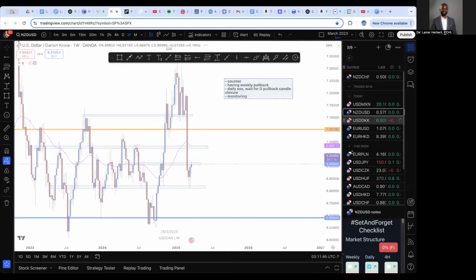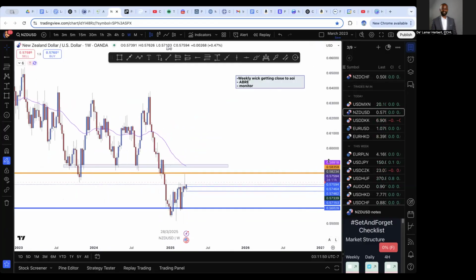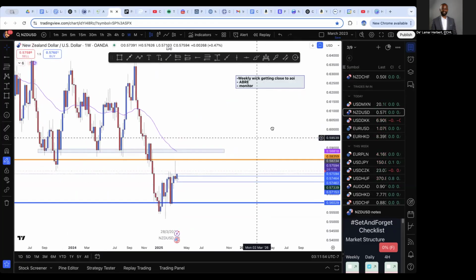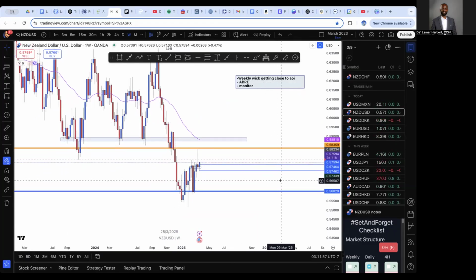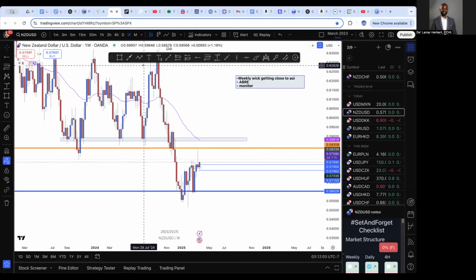Okay, next we have NZD USD. Now this one here is performing just like a trade that I'm in, which is NZD CHF, which I will make a separate video for the entry there. But this is a counter trend trade as well. You see the weekly was at the bottom, and it started making its way back. It's pulling back and it's pulling back.